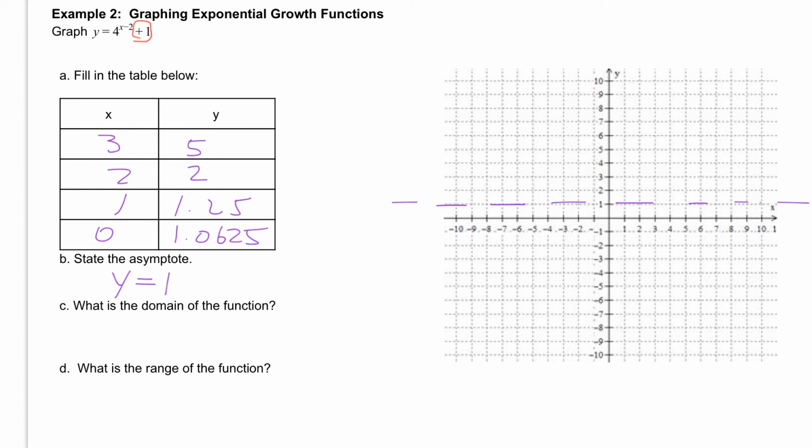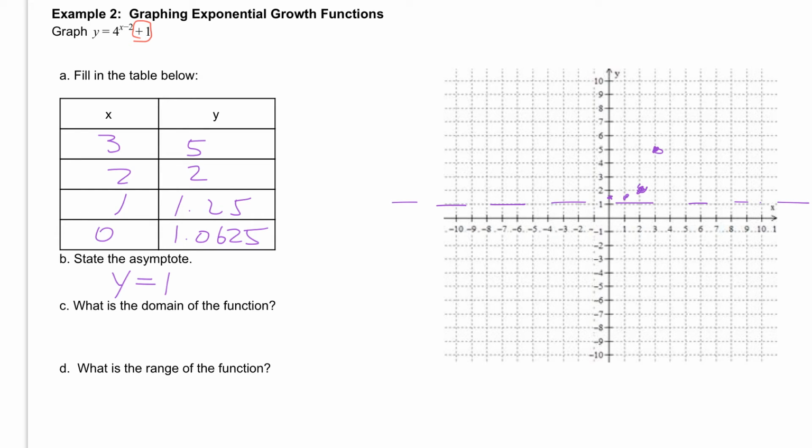So I have the point 3, 5, so I'll plot that point. And then I have the point 2, 2. The point 1 and then 1.25, so I'm pretty close to that asymptote. And then 0, I'm pretty close as well, a little bit farther down. It's just an approximation as you start plotting these points.